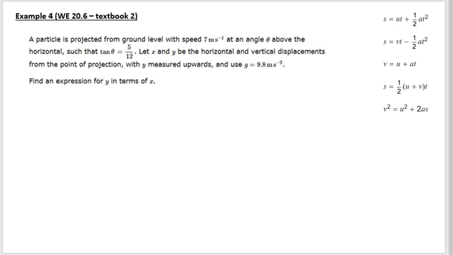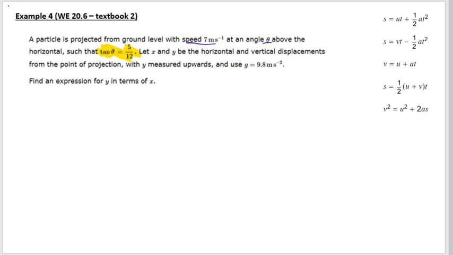Okay, so this is example 4 now, using I think some of the trajectory stuff we looked at possibly in the earlier video. You've seen that. So projected from ground level with speed of 7, so we're given the speed, angle of theta above, but we're given this information about tan theta. So this is a way they can give you some information without telling you the angle.